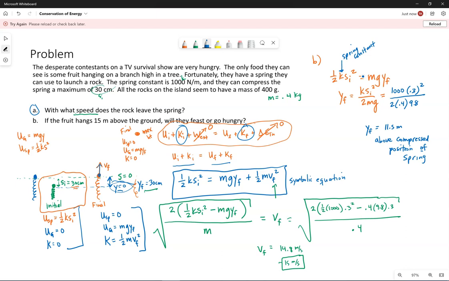Well, that's still a good 3.5 meters below where the fruit would hang. I'm assuming our spring itself is not 3.5 meters above the ground when it is fully compressed. So these people are going to go hungry. The rock cannot go high enough to knock the fruit out of the tree.